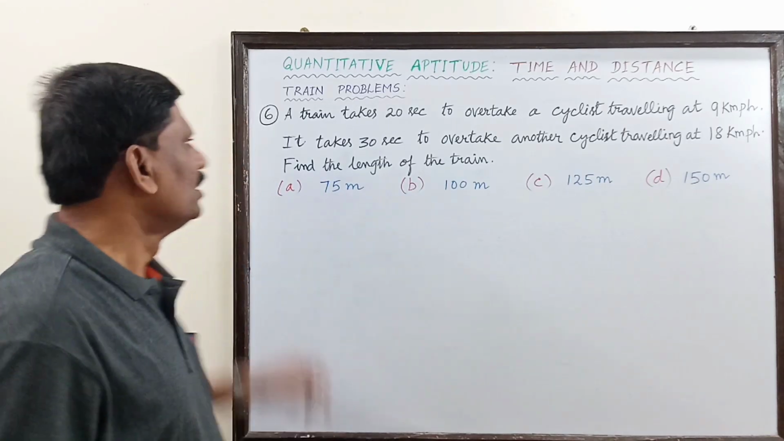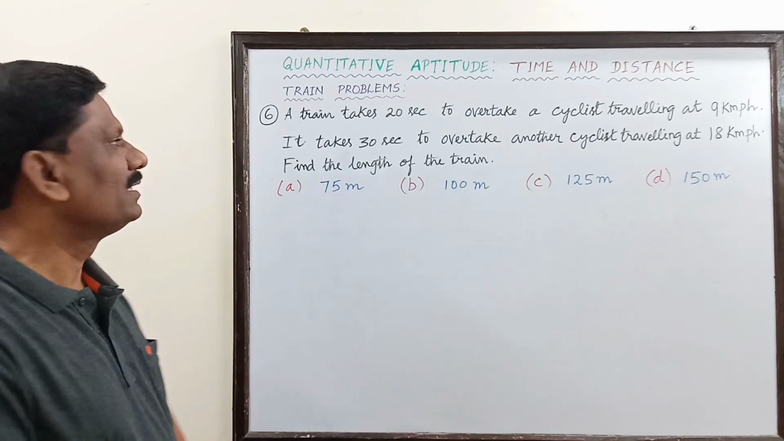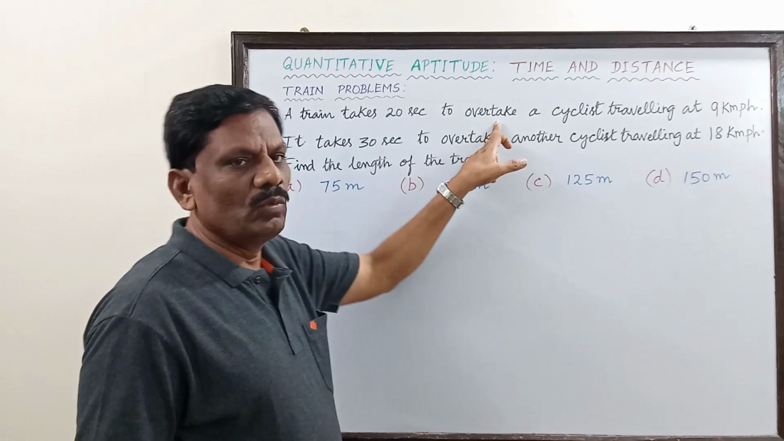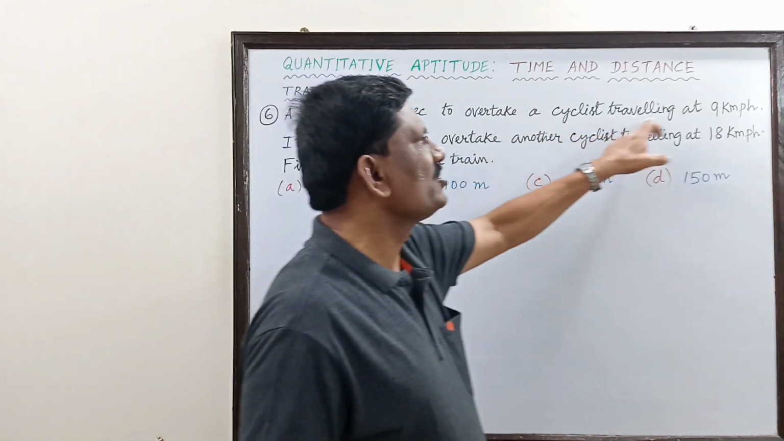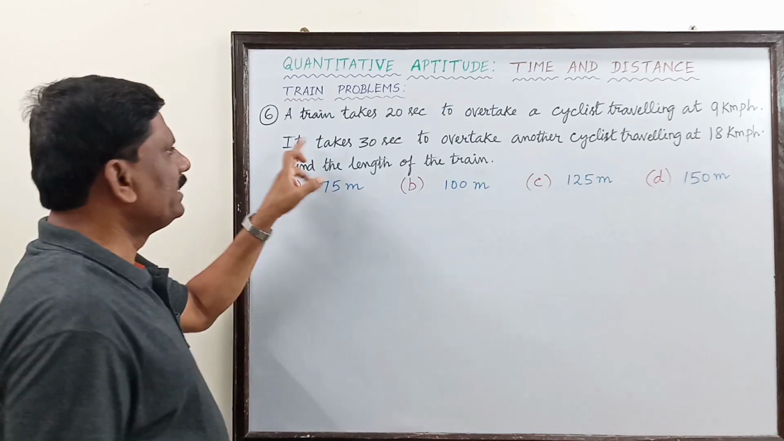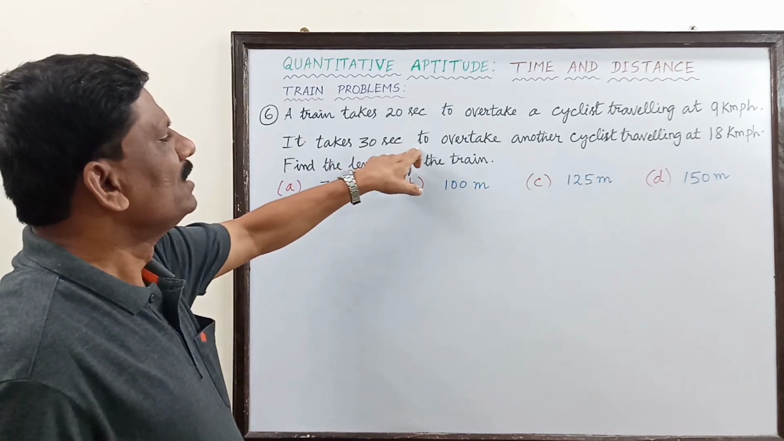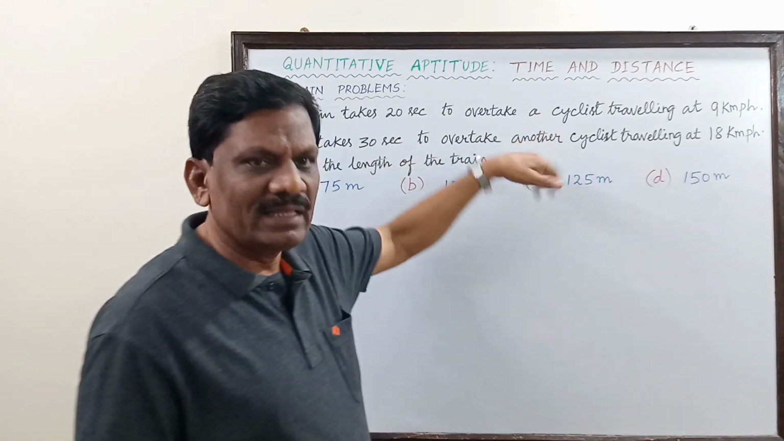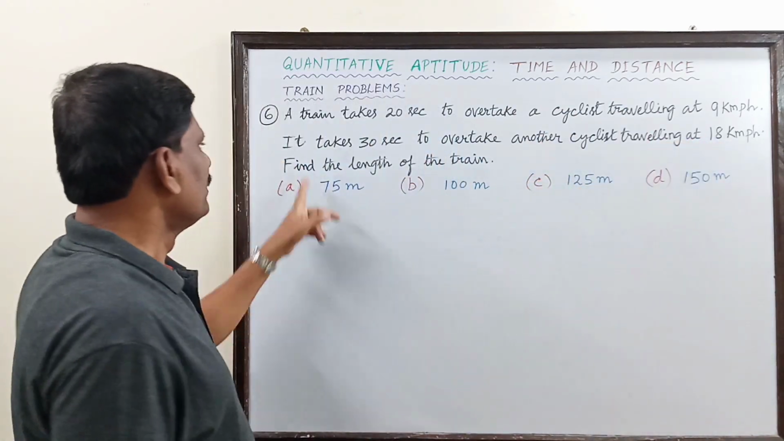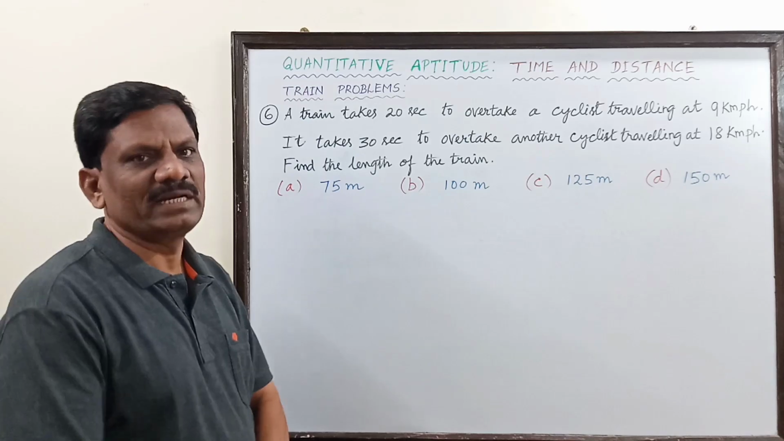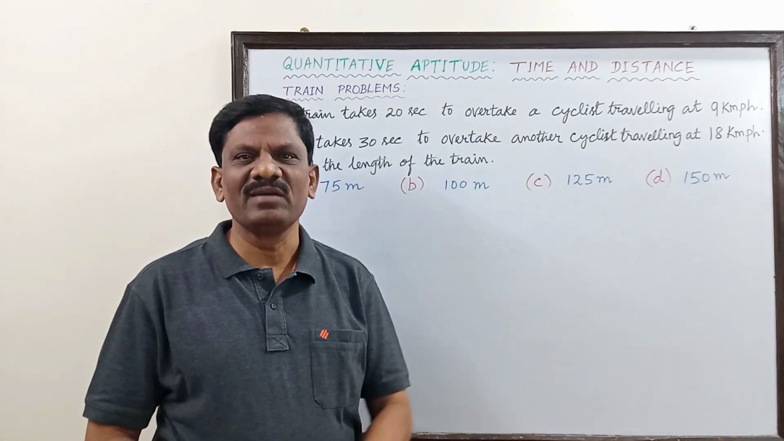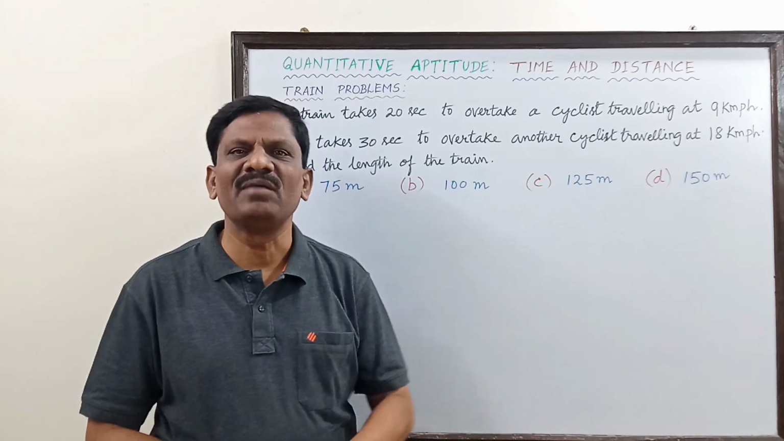Hi students, problem number 6. A train takes 20 seconds to overtake a cyclist traveling at 9 km per hour. It takes 30 seconds to overtake another cyclist traveling at 18 km per hour. Find the length of the train. This is a very brilliant numerical problem. It has been asked in many competitive exams.